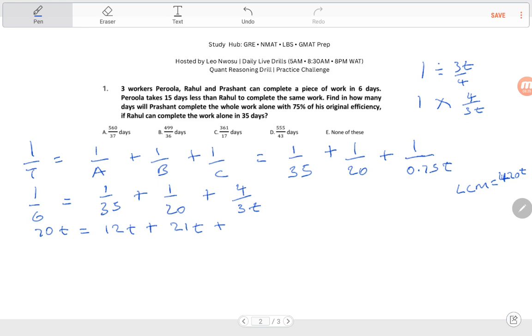So now what we now have is 3. 420 divided by 3. Remember, 420 divided by 6 is 70. So 420 divided by 3, we double it, which is 140. 140 times 4 will give us 560. When we collect like terms, 12 plus 21 is 33. 70 minus 33 is 37. 37T equals 560. So T equals 560 over 37.